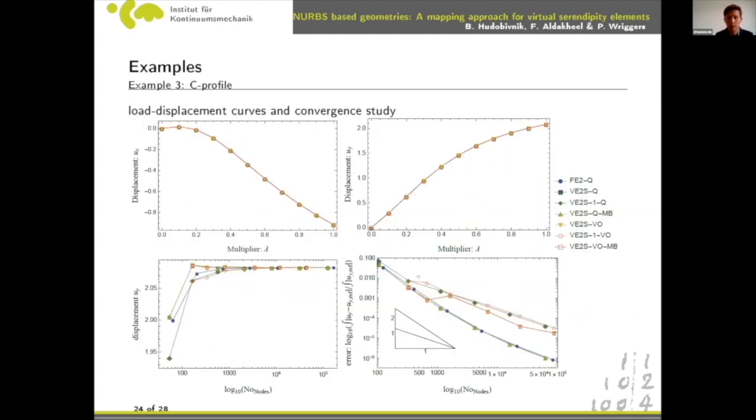But if we check a convergence study of the error, we can see in this case that the integration on a curved geometry, with the standard VEM and our mapped VEM, gives much better results than integrating on a straight-edged element.